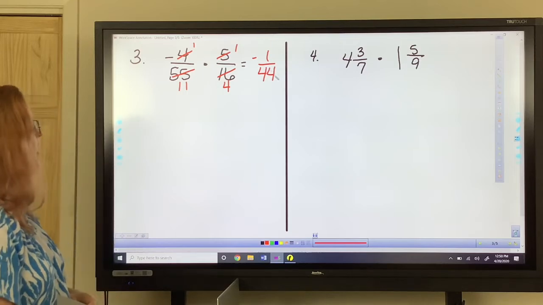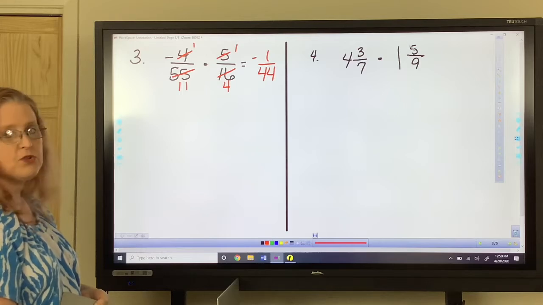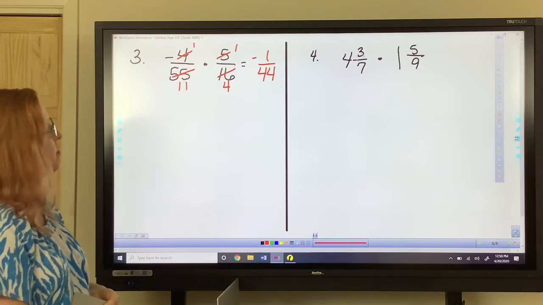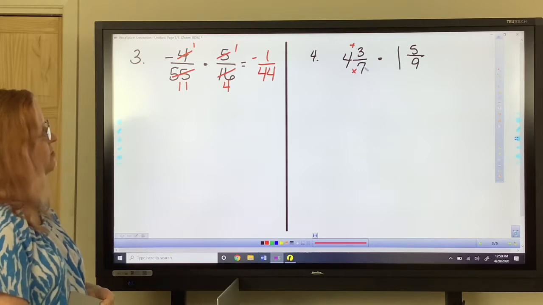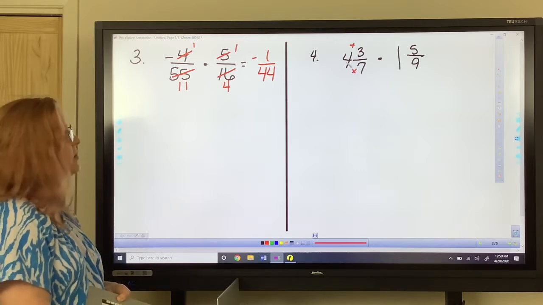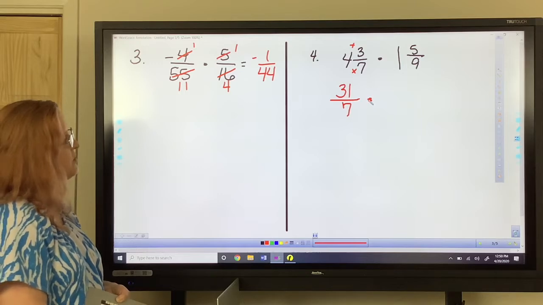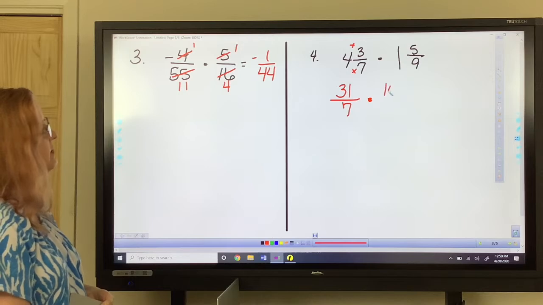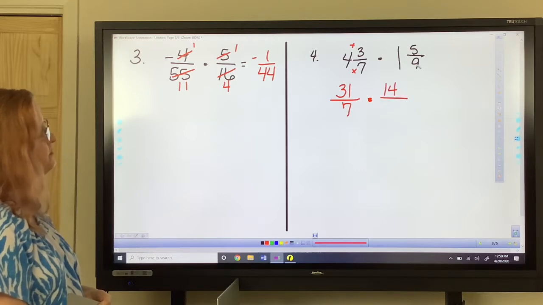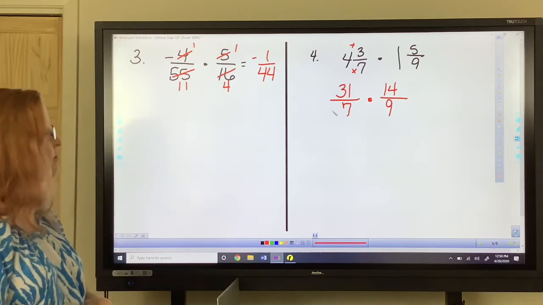reduce. All right, on number 4 here, we have mixed numbers. So we have to convert them into improper. Remember, you multiply and then add. So 7 times 4 is 28, plus 3 is 31 over 7. 9 times 1 is 9, plus 5 is 14 over 9. And now we have our improper fractions.